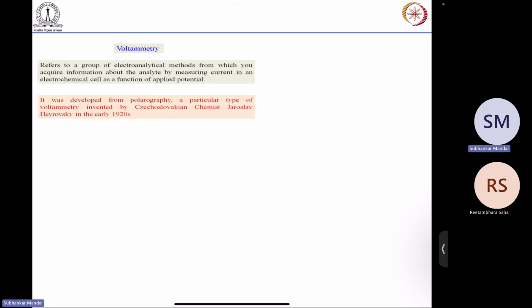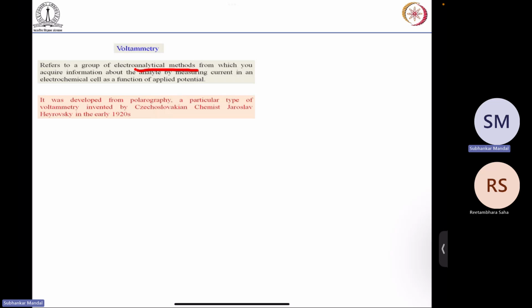Voltammetry refers to a group of electroanalytical methods from which you acquire information about the analyte by measuring current in an electrochemical cell as a function of applied potential. That means you are applying the potential in the electrochemical cell and measuring the current, and from that current-voltage plot, which is called the voltammogram, you can get information about the analyte. So in general, that is called voltammetry.